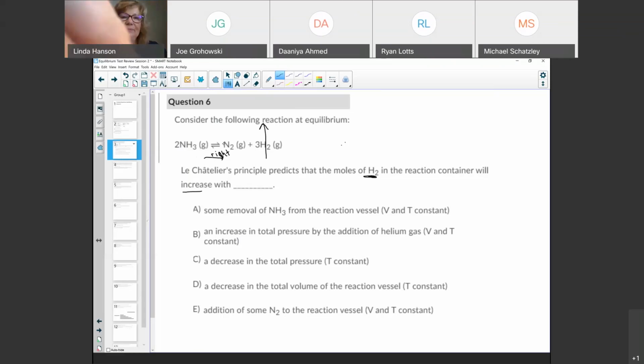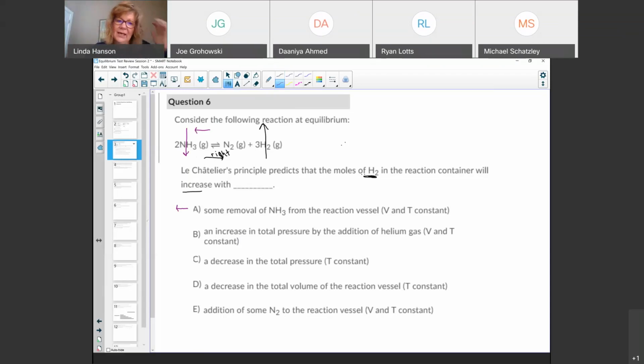For example, letter A says, what if we remove ammonia? I like to just make that visual. If I decrease the ammonia, the system wants to counteract that and do the opposite. It wants to make more ammonia. So letter A, I know, is going to shift to the left, and that's the opposite direction of what we want.